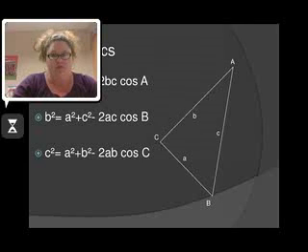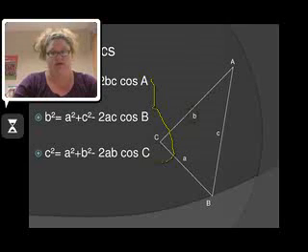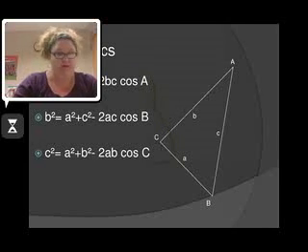Remember how we label? Capital letters go at the angles, lowercase letters go at the side lengths. So as we're using the formula, which you can see there are 3 versions written on the screen here, remember that the lowercase letters are your side lengths. Now let's talk about this formula.